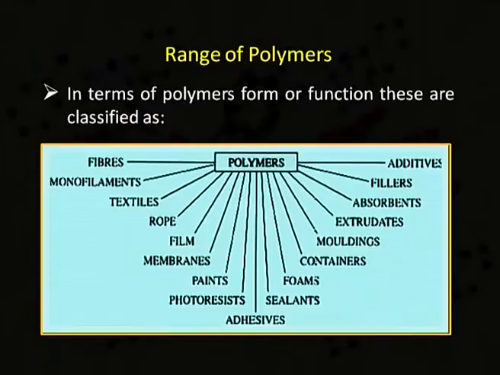So, now we will discuss the range of polymers. In terms of polymer form or function, these are classified as additives, fillers, absorbents, extrudants, moldings, containers, foams, sealants, adhesives, photoresists, paints, membranes, film, rope, textile, monofilaments and fibers. So, we may say that we are living in a polymer world.